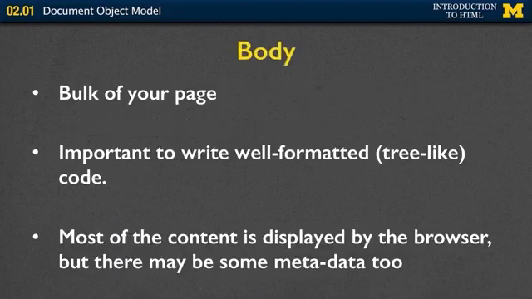What people do see is the information that's in your body tag. That body tag is the bulk of your page. So it's very important to write well-formatted, tree-like code where you're making sure that every tag has an end, and that you're not putting tags in weird orders. Most of the content in the body is displayed by the browser, but every once in a while there's a little bit of metadata in there too. But we're not going to hit that in this class.